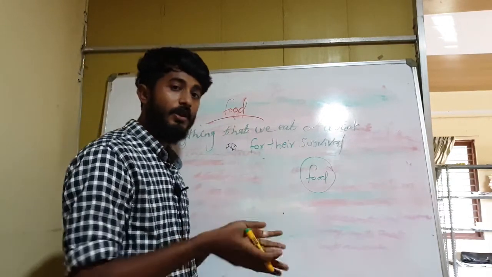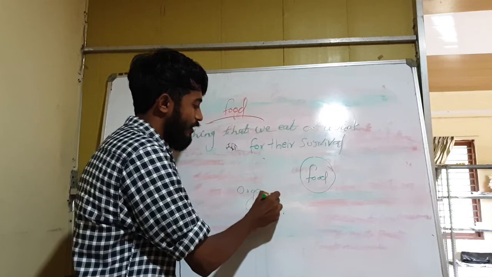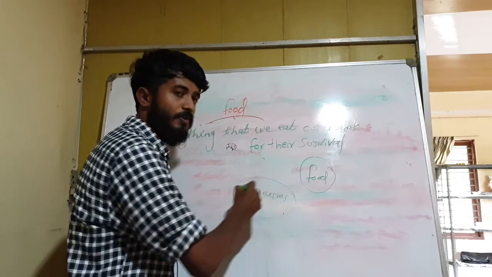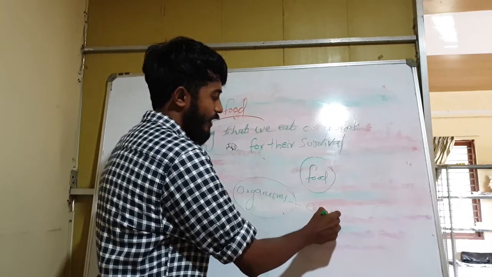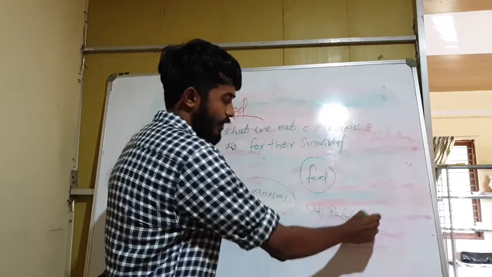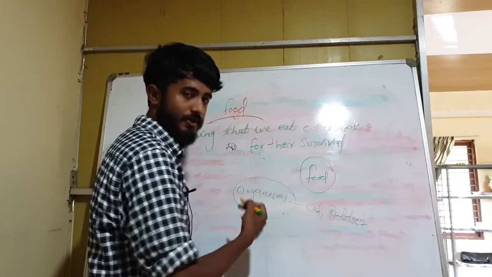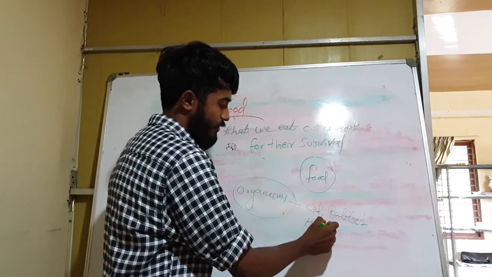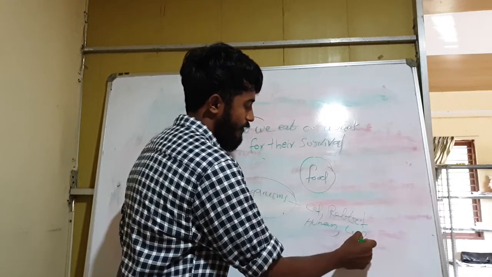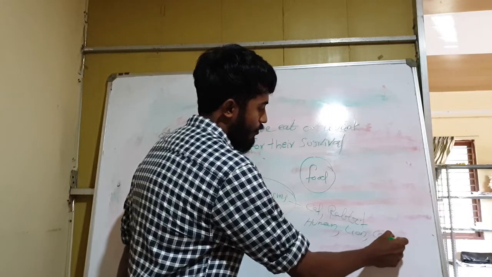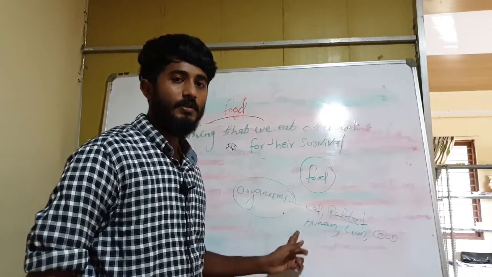In our surroundings there are varieties of living organisms, isn't it? Like cat, rabbit, human beings, lion, cow. Like that there are varieties of organisms existing in our surroundings.